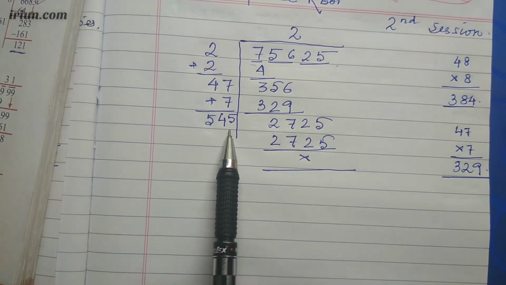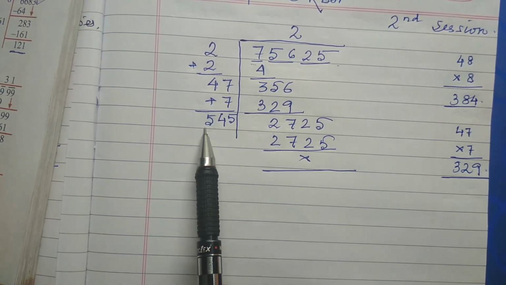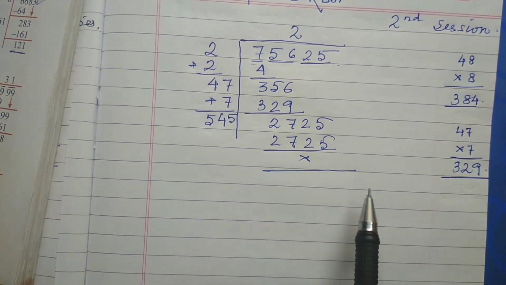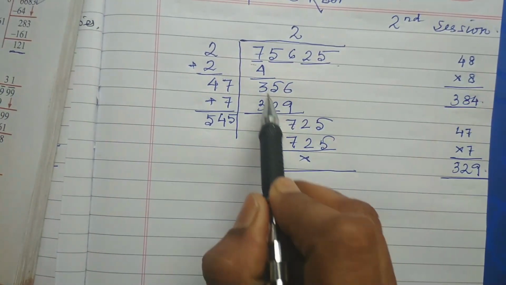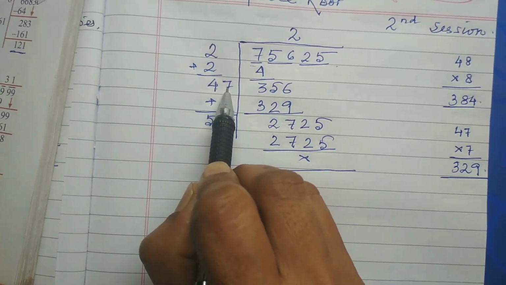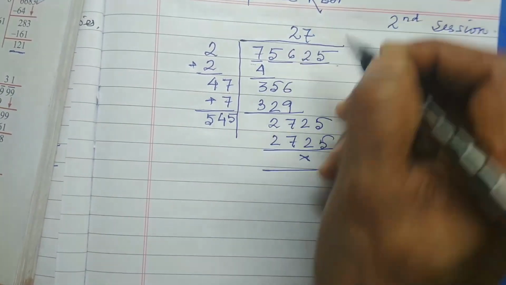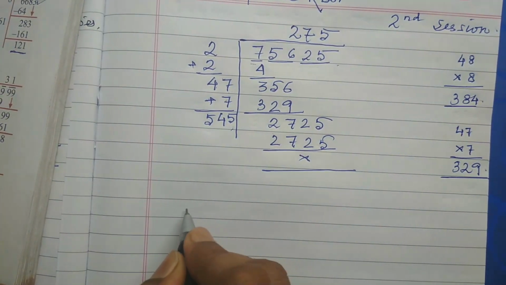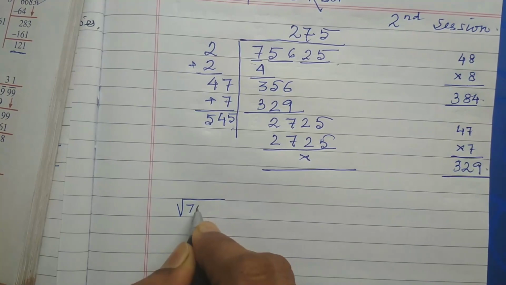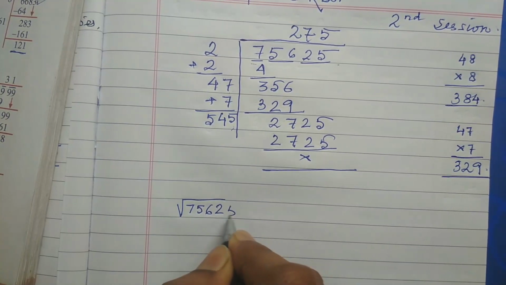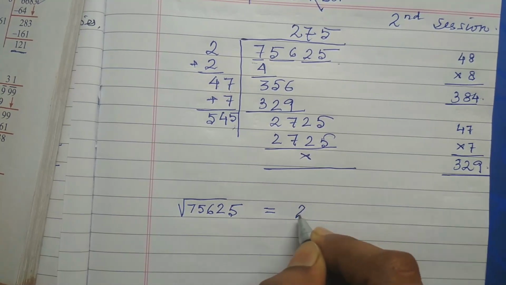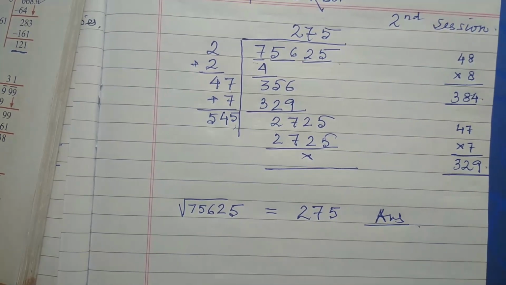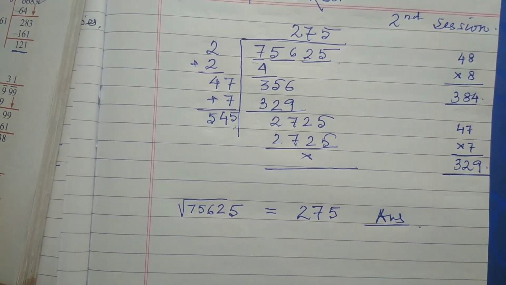Now I try with 5. I have written 5 here, multiplied the whole number with 5, I will get this one and no remainder is there. Since I multiplied by 7, this 7 will be here, and then next I multiplied by 5, so 5 will be here. So our answer is root over 75625 is equal to 275. I think most of you have done the sum.